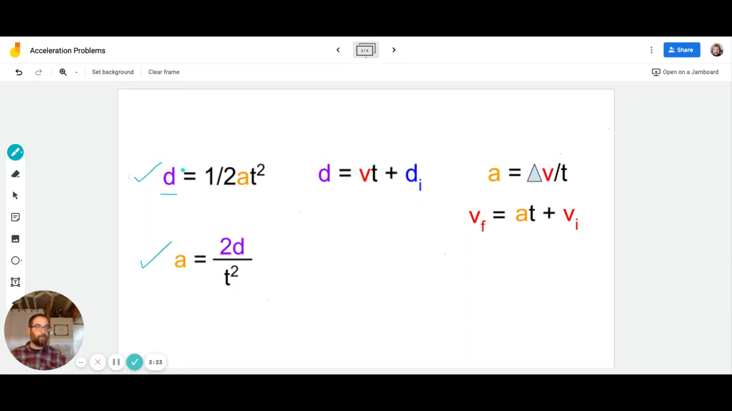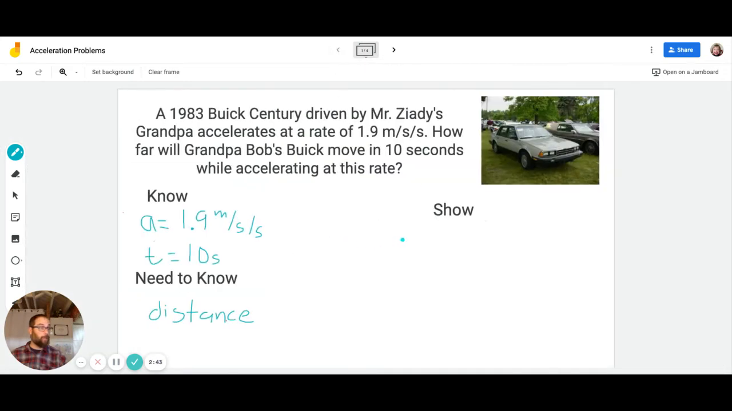Okay? So this equation says the distance an object moves is equal to half its acceleration multiplied by its time squared. Okay? So that tells us that the distance an object moves while accelerating depends on two things: how fast it accelerates and the time that it's accelerating. Okay? So we'll go back here. We're going to write down our equation. D equals 1/2 at squared, acceleration multiplied by time squared.